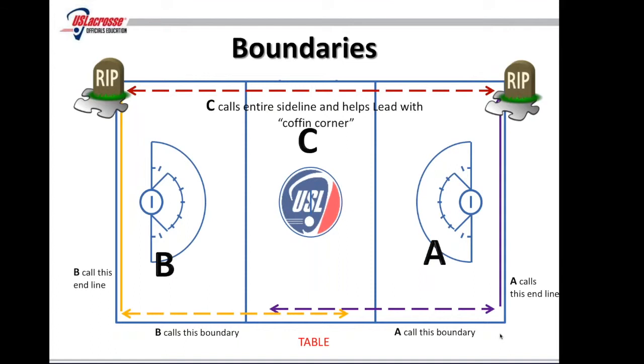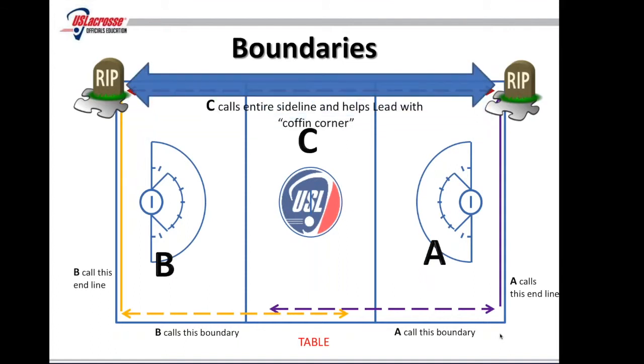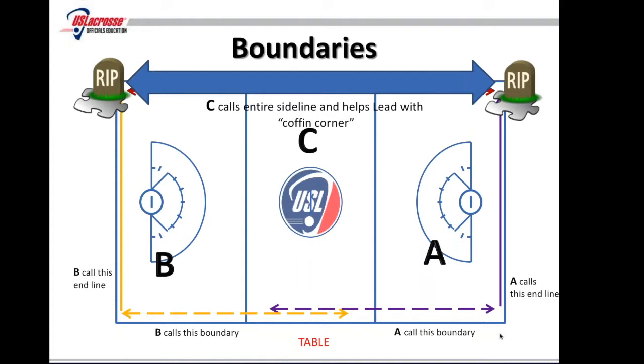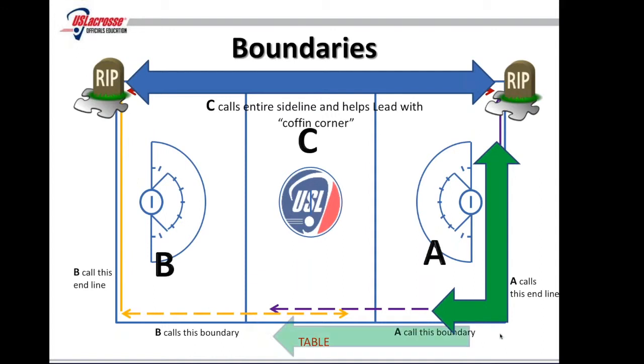C will have the entire sideline on the far side of the field and will assist each lead with the coffin corner on C's side. The lead, A or B, will have the end boundary on her lead end of the field, as well as share the side boundary on her side of the field.